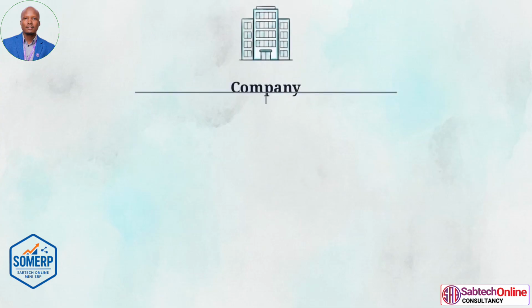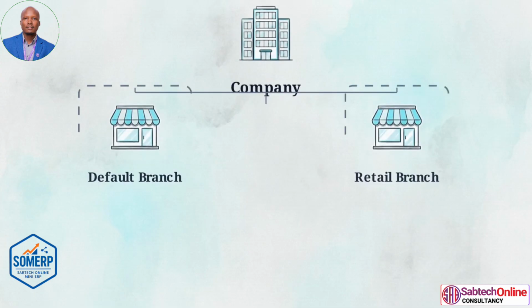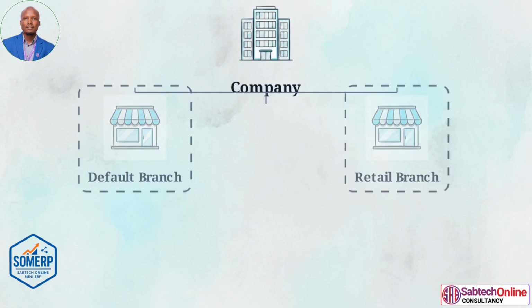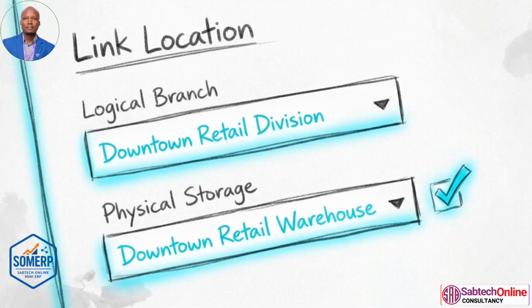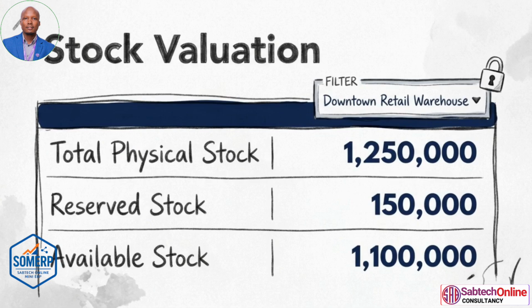A branch itself is just an organizational label. It cannot hold physical stock. To store goods, you must go to the Warehouses menu, create a new warehouse, and directly link it to that specific branch. Forcing this strict relationship between logical branches and physical warehouses ensures that when your inventory moves, your financial and logistical reporting always knows exactly where it belongs.